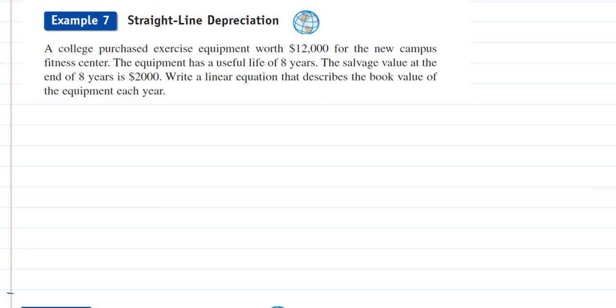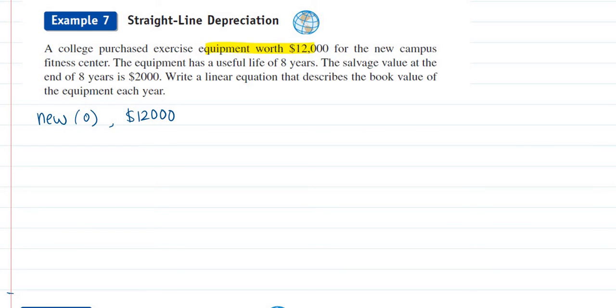So let's talk about information. So in this problem, we've got actually 4 pieces of information. So a college purchased exercise equipment worth $12,000. So that means when it was new, or zero time had passed, it was worth $12,000.